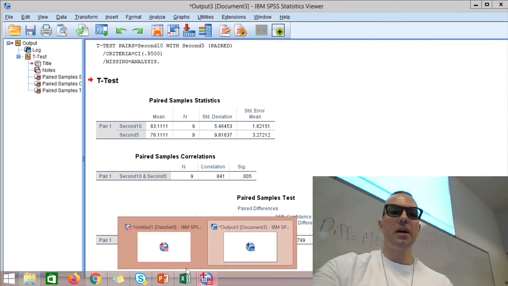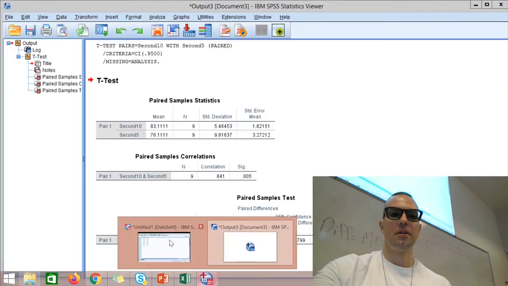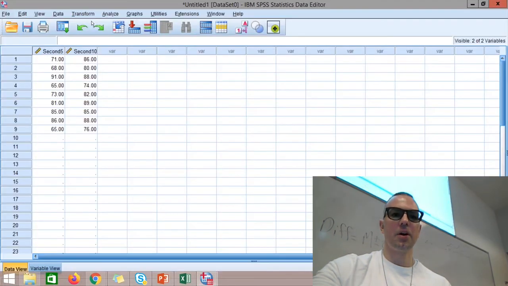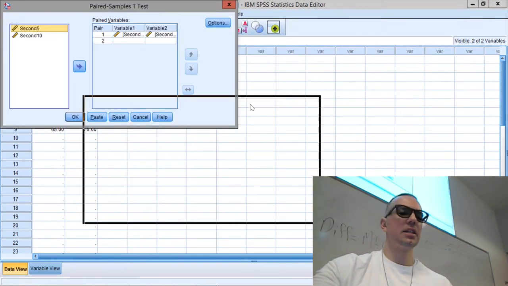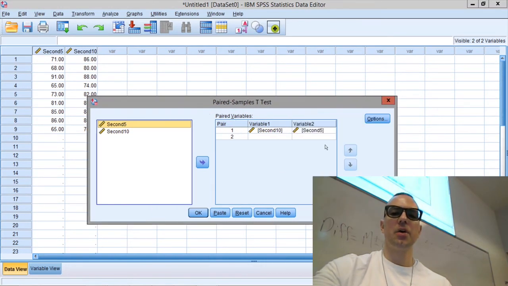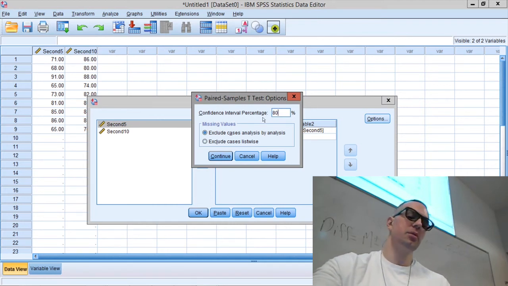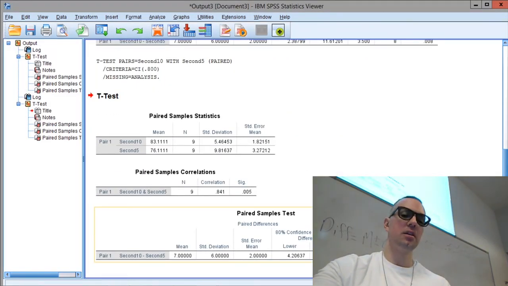All right, so we go back. We go to analyze, compare means, paired samples t-test. Once again, very nicely, it's still all set up the exact same way we left it. So we go to options and we change that 95% to 80%, which is the next confidence interval we want. We hit continue, we hit OK, and we can see that it calculated out that 80% confidence interval of the difference.